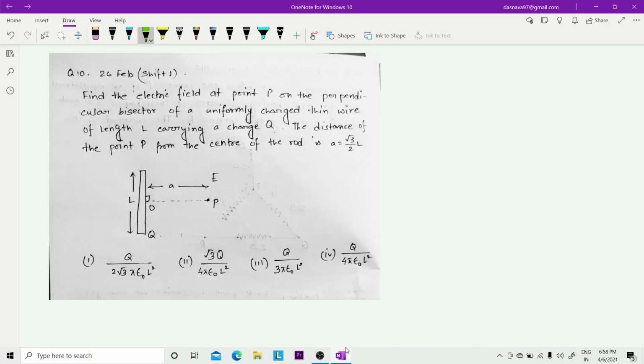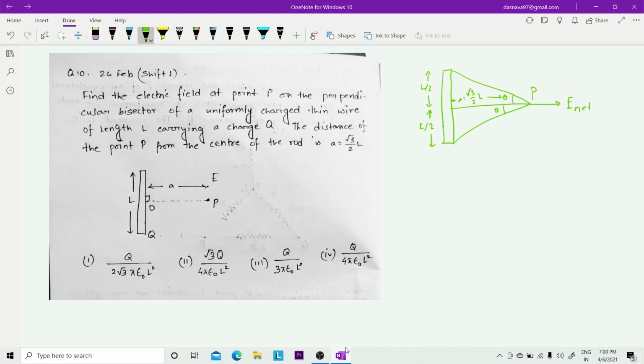Heading towards the next question, it said: find the electric field at point P on the perpendicular bisector of a uniformly charged thin wire of length capital L carrying a charge capital Q. The distance of the point P from the center of the rod is A equals root 3 by 2 into capital L. Now you can see the diagram. I'll draw the diagram again. So let's start.